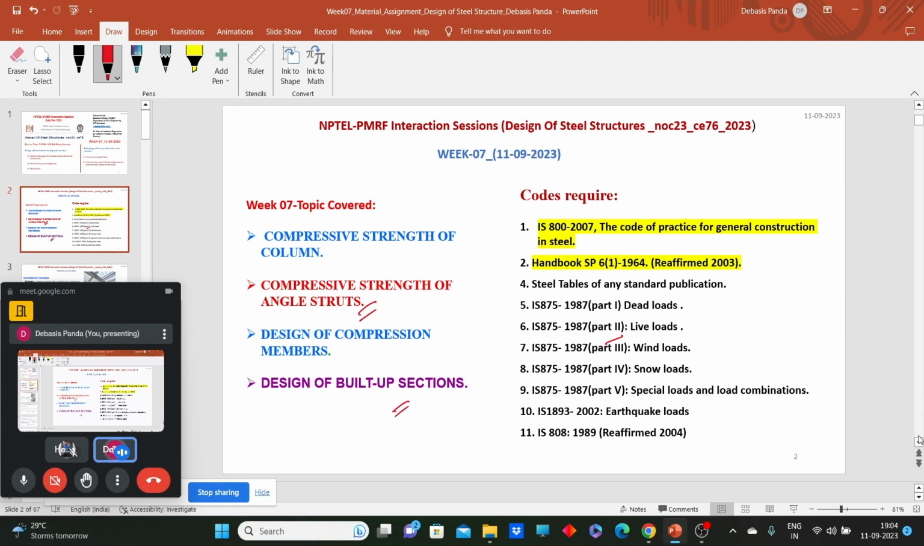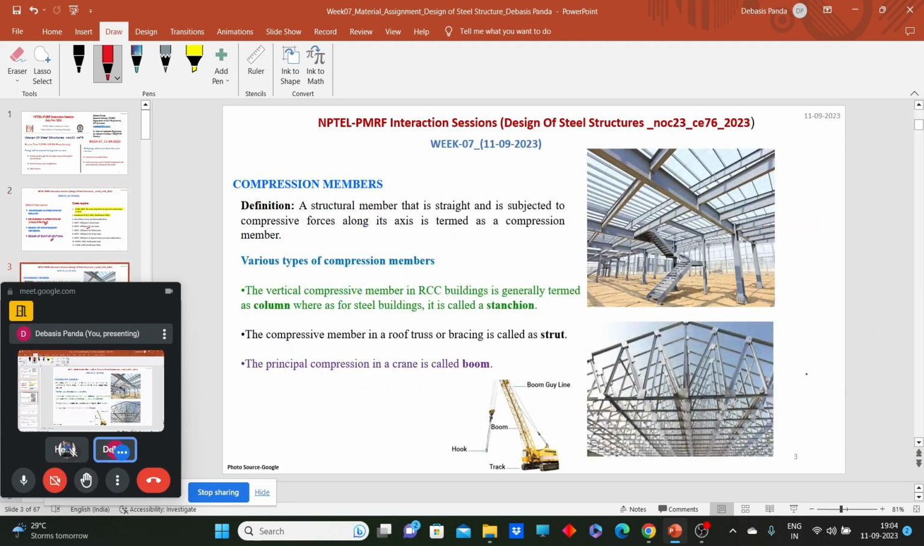Compression member, right? We are learning about the compression members. So first, quickly revisit what we mean by a compression member. A structural member that is straight and subjected to compressive force along its axis, we call a compression member. We have come across different kinds of compression members, like in buildings we have steel columns, then we have struts in a roof truss, and the principal compression member in a crane, which is called the boom.